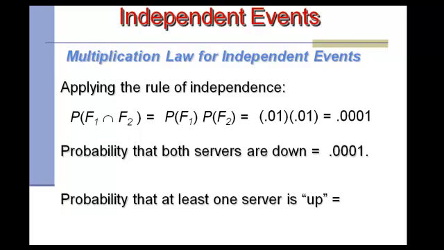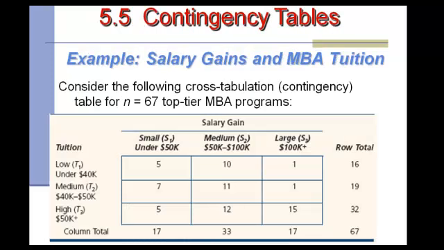So the probability that at least one server is up and running, or reliability, is 1 minus the probability that they both fail, or 99.99%. So you can be certain with 99.99% certainty that at least one server will be up and that the website will continue to operate.